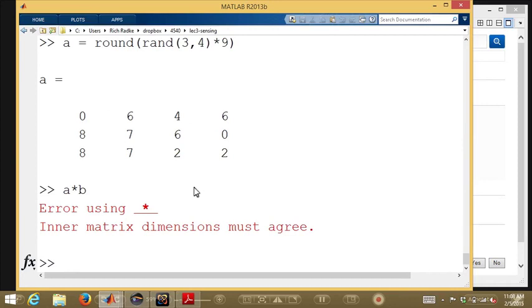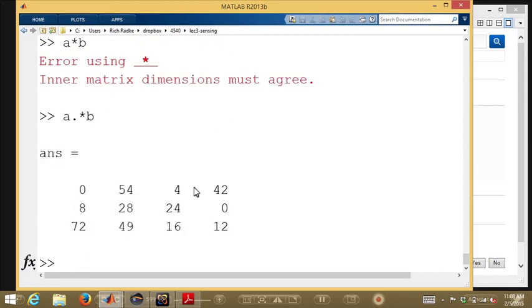So you'll kind of know whether you made a mistake when you get an error like this, and then you can say, oh, I can do A dot times B, and I can get what I want, right? So again, this is kind of just like MATLAB 101, but something to remember.